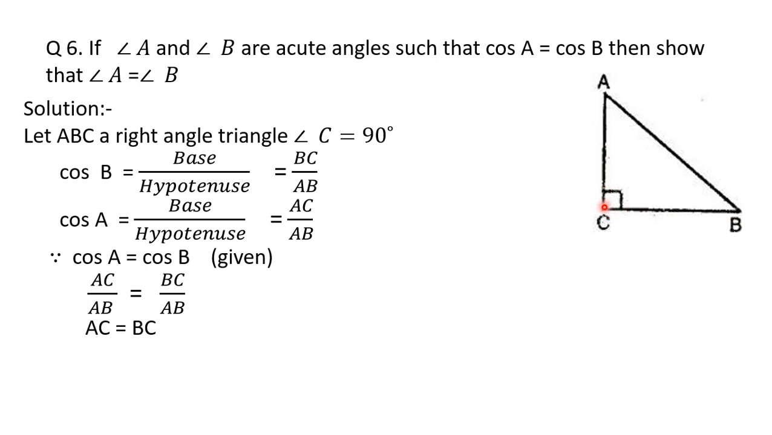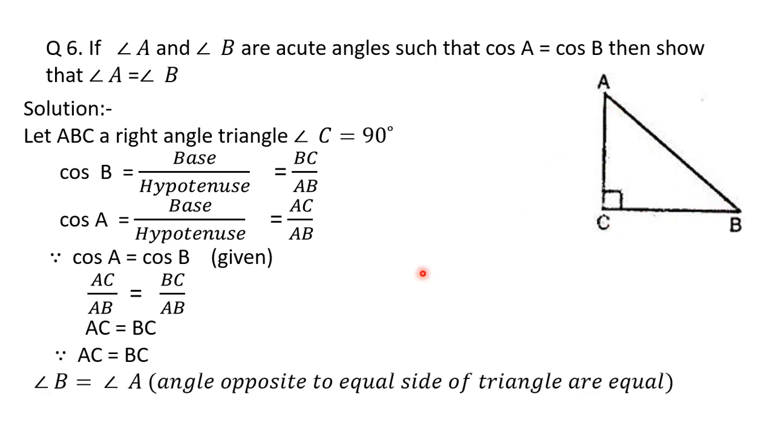Now we know that in a triangle, if the sides are equal, then the angles opposite to these sides are also equal. So we have AC as the side, so the angle opposite to side AC is angle B, and the angle opposite to side BC is angle A. So we get angle B is equal to angle A, as angles opposite to equal sides of a triangle are equal. So it proves that angle A is equal to angle B when cos A is equal to cos B is given for the acute angles A and B.